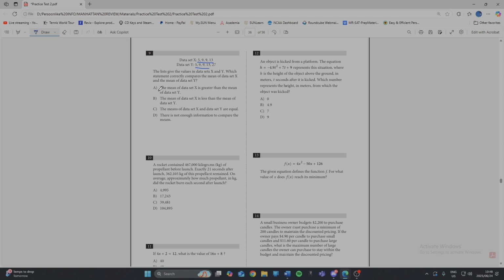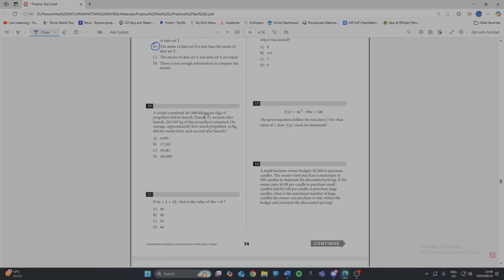Now let's search for our answer. The mean of data set X is greater than the mean of data set Y. That is false. The mean of data set X is less than the mean of data set Y. That would be true. So B would be our answer in this case.